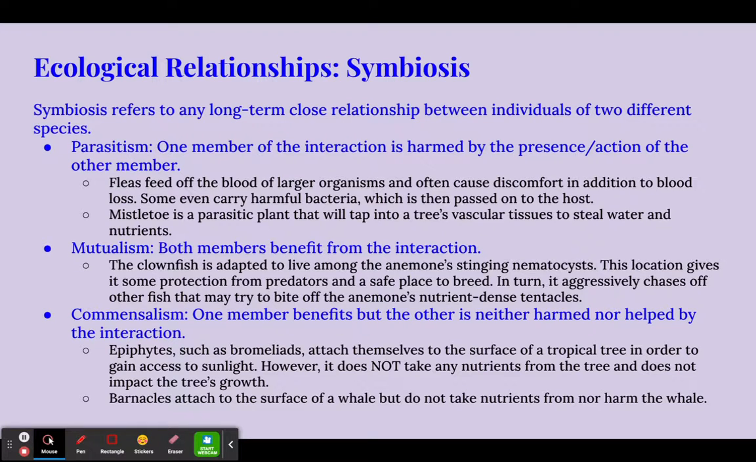Commensalism is where one member benefits, but the other is neither harmed nor helped by the interaction. So a great example is like barnacles attaching to the surface of a whale. They're not taking anything from the whale, but it gives them a surface to attach to. And it's good for the barnacle, but the whale is not being harmed.